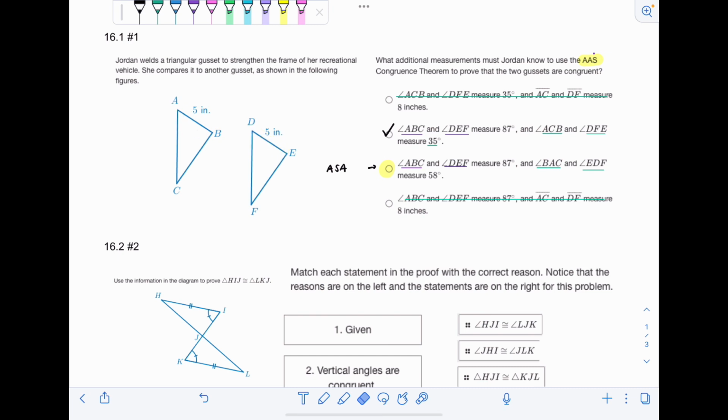because we want to use angle side. So that was that second option where angle ABC was 87, DEF was 87, and then ACB was 35, DFE was 35, and then we knew this side that was not in between those two angles. So that's why it was the second choice, even though the third choice is enough to show that they're congruent, it just didn't properly answer the question.